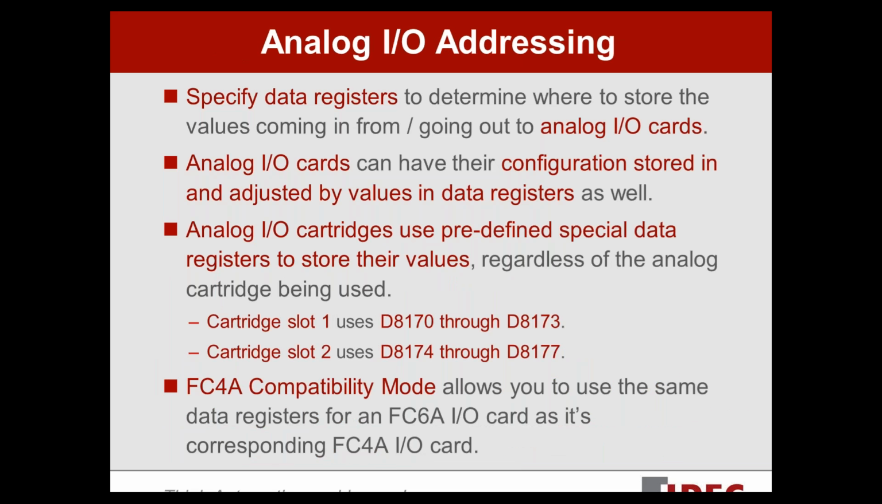All right. So let's take a look now at how we do analog I/O addressing. And if you've been around on some of these webinars before, you've seen some of this already. So with analog I/O, we specify data registers to determine where to store the values that are coming from the card and going out to the card. Analog I/O cards can have their configuration stored in and adjusted by values in data registers as well. And we'll look at that.